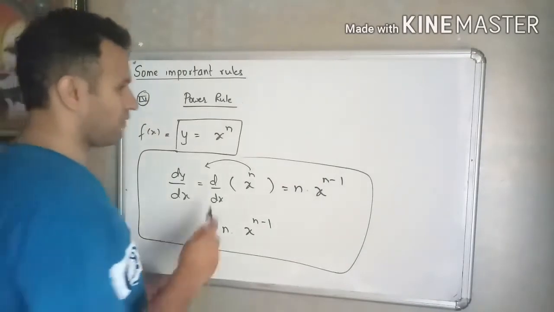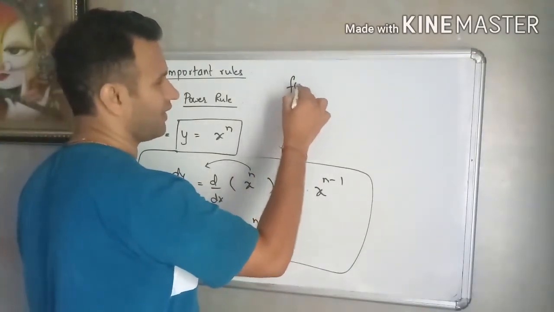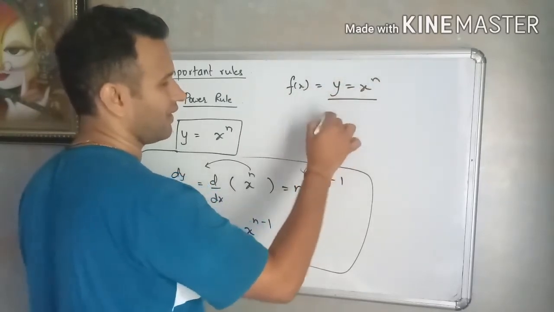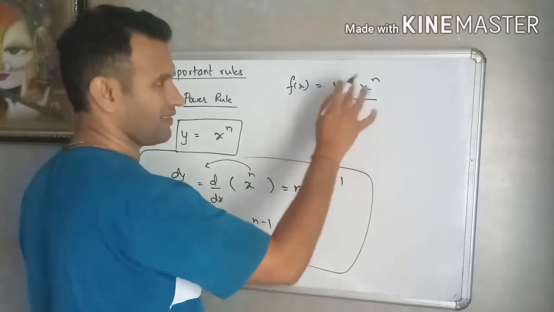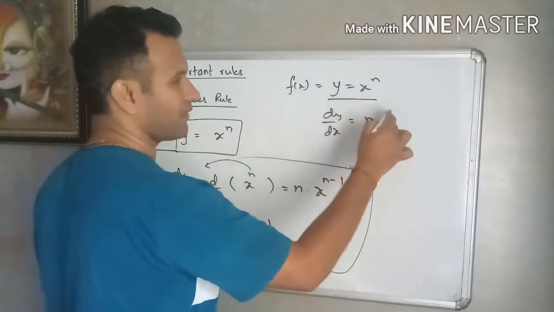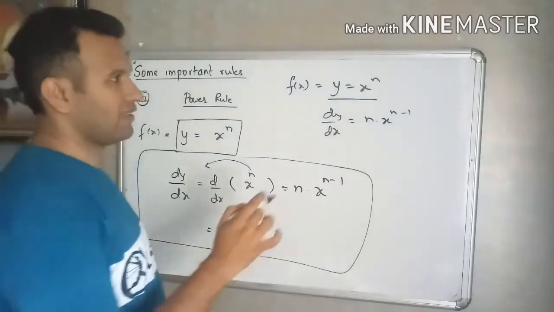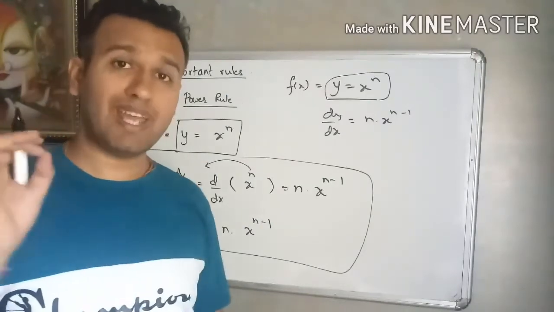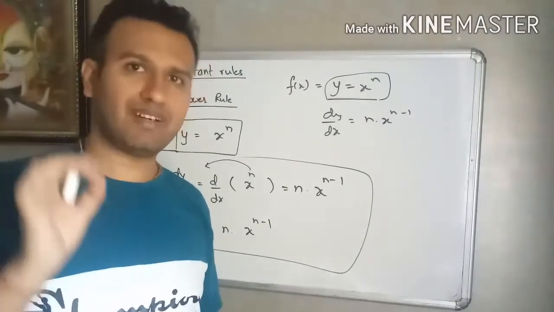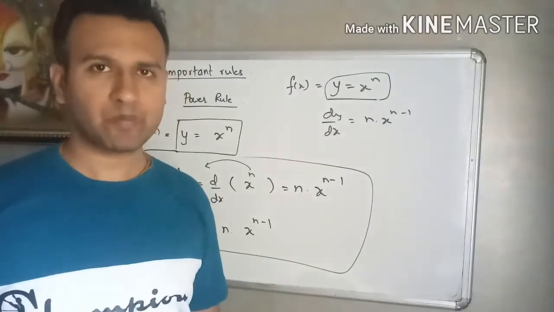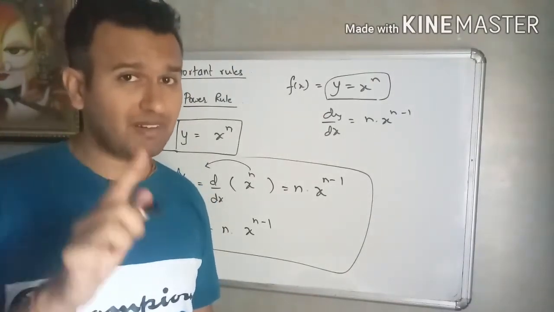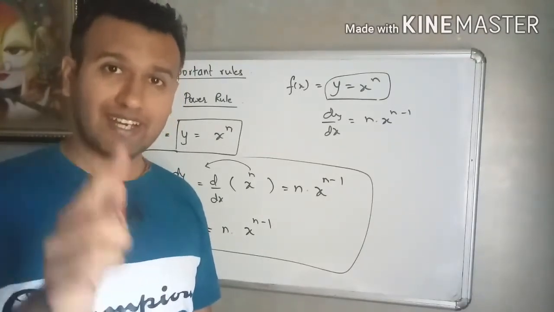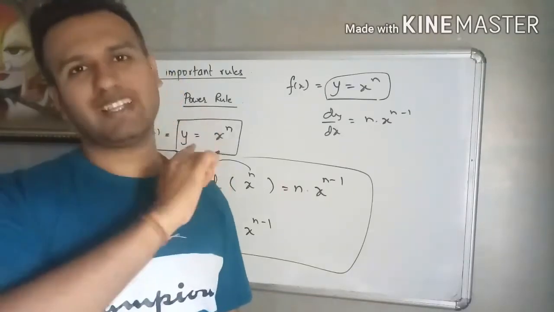So now remember this: if the function is x raised to n, then its derivative will be n into x raised to n minus 1, that's all. If the function is y equal to x raised to n, then its derivative will be n into x raised to n minus 1. Please memorize it, इसको याद कर लो, right? एक बार फिर से, if the function is y equal to x raised to n, then its derivative will be n into x raised to n minus 1. ऐसे याद कर लो इसको, ठीक है?